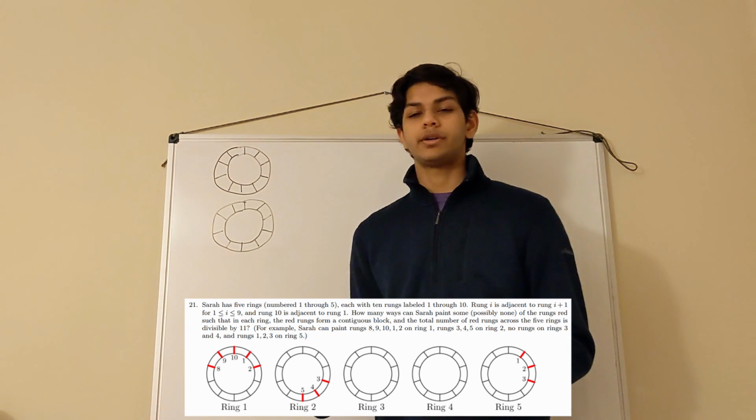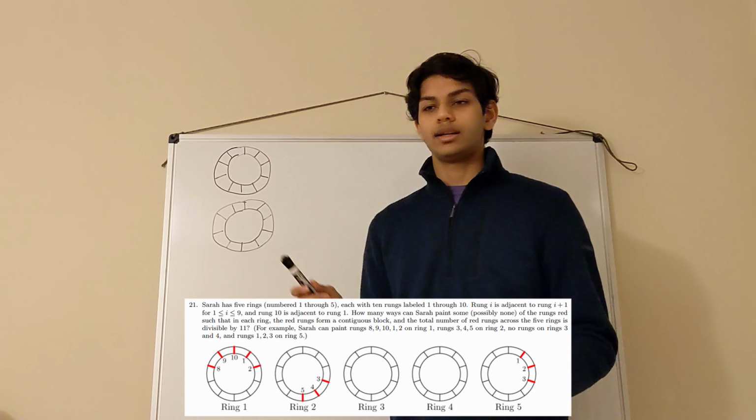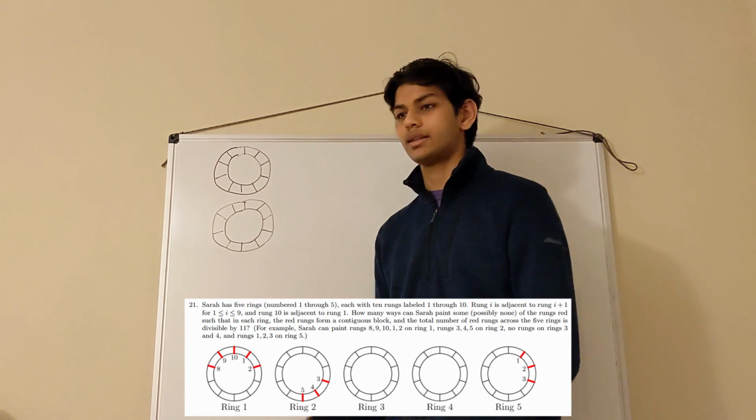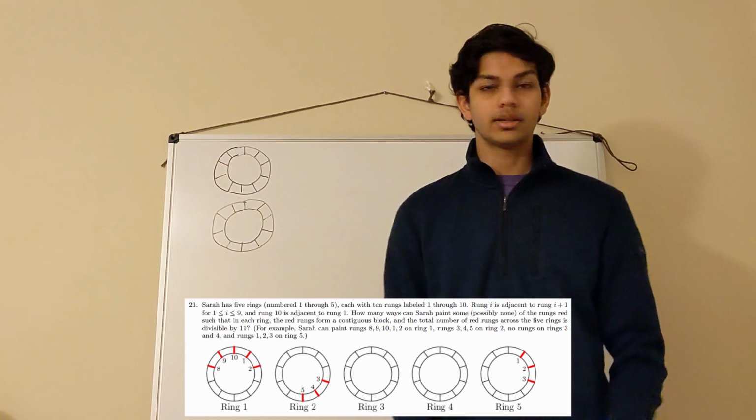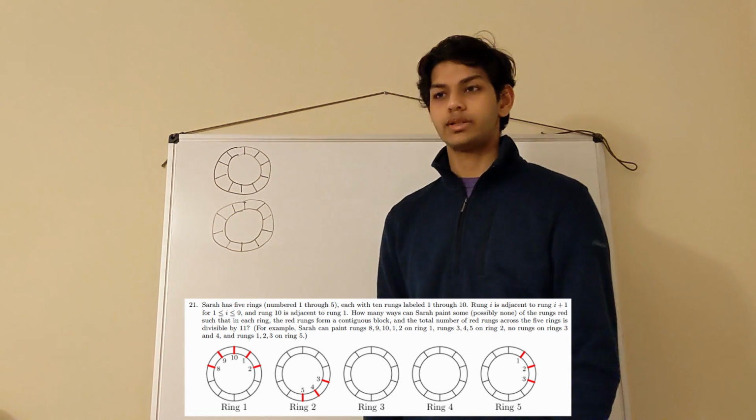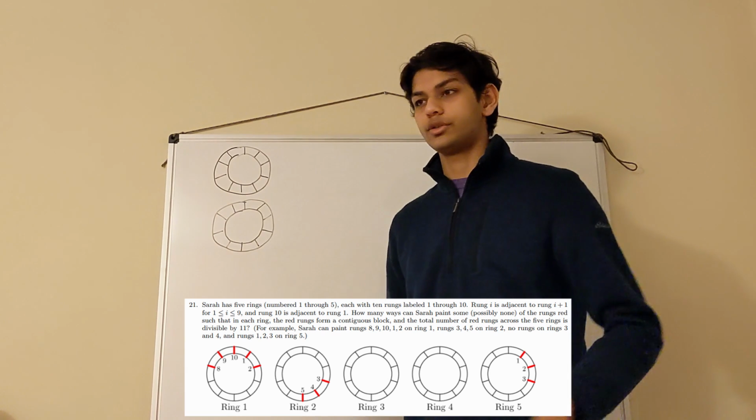So the problem came up on the USMCA tournament. The question says that you have Sarah, who has 5 rings, and each of those rings has 10 rungs. I've drawn 2 rings here for simplicity. She wants to paint these rings for some reason. I don't know, she's bored.